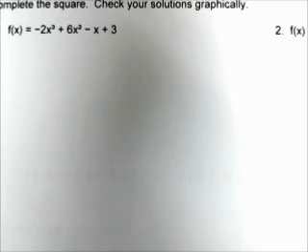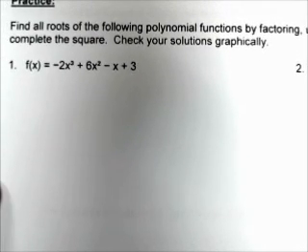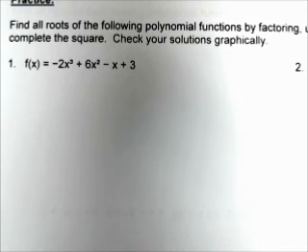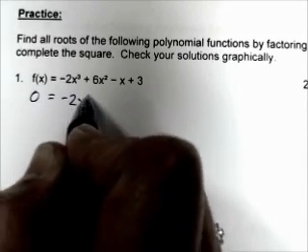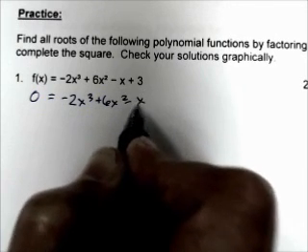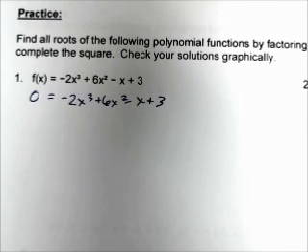Next, for practice, find all roots of the following polynomial functions by factoring, using the quadratic formula, or completing the square. Check your solutions graphically. I know some of you do not have a graphing calculator at home, but if you do, key them into the calculator to check them. We'll take f of x, replace it with 0, equals negative 2x to the third plus 6x squared minus x plus 3. I always like to start off with a lead coefficient that's positive, but let's leave it as it is.